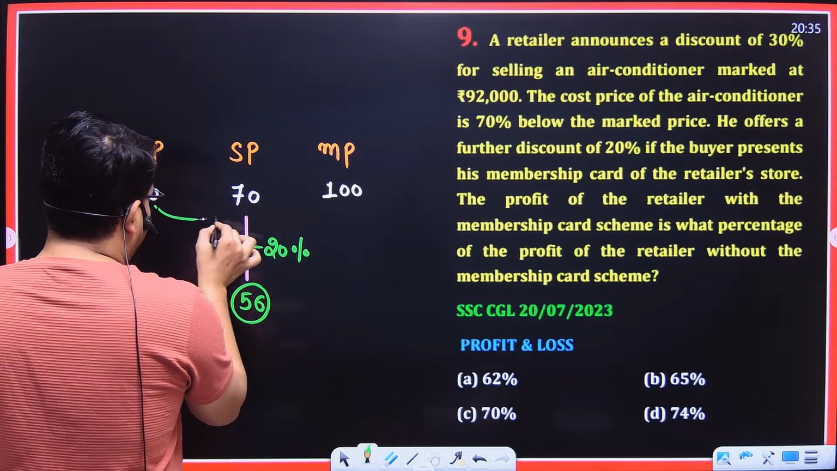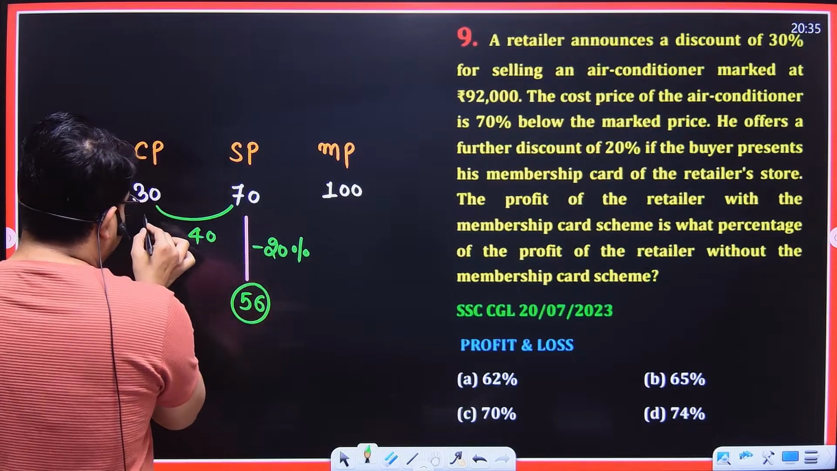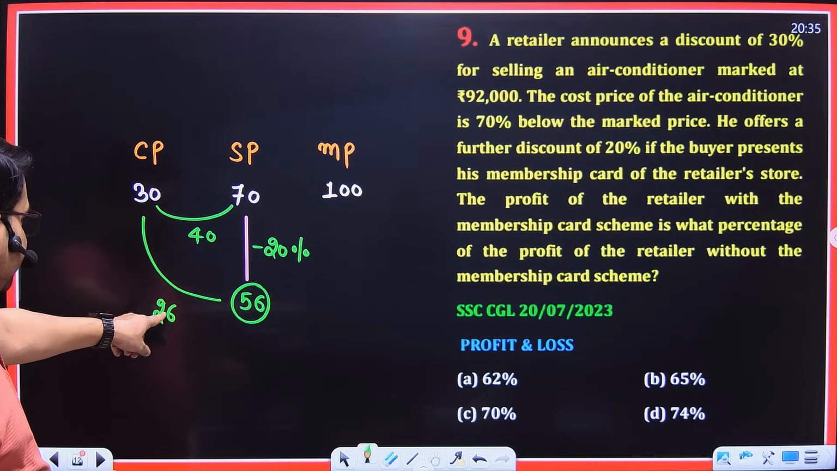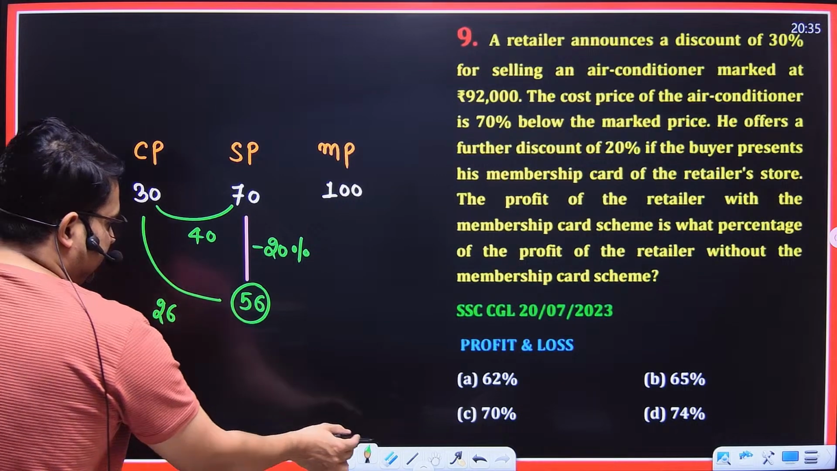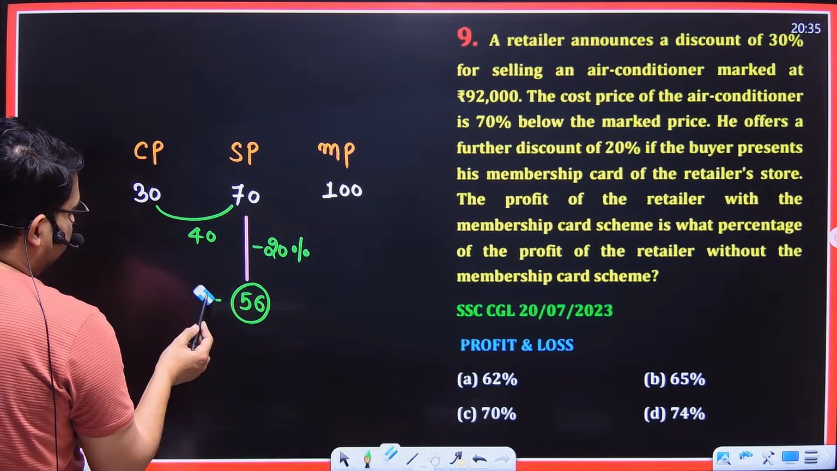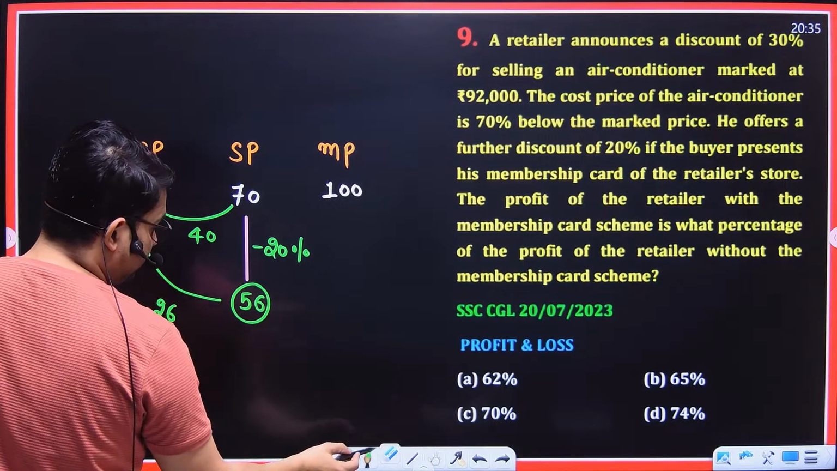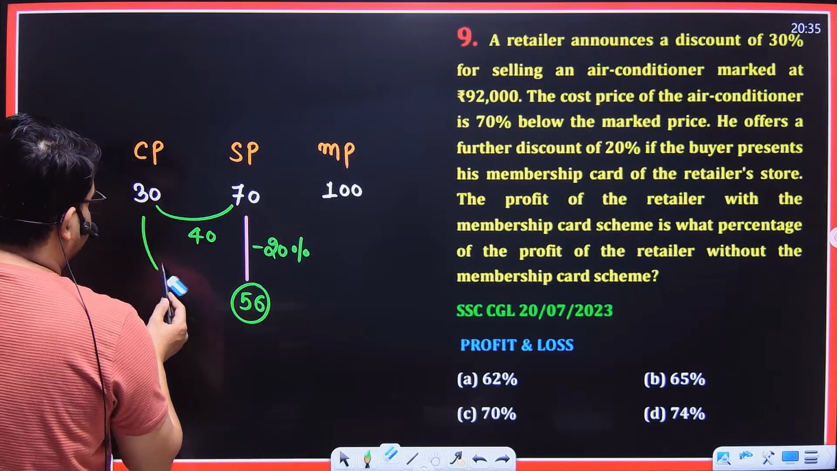In this case, the profit is 40. In this case, the profit is 26. So he is asking what percentage the profit with the membership card is of the profit without the membership card.